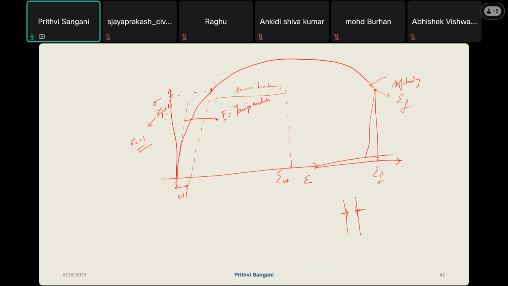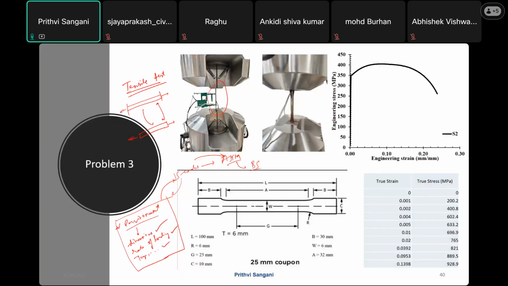Okay, this is about the complete history of this stress versus strain: what we'll get, how we measure this yield stress, strain hardening, strain softening, and all. For this, like I mentioned, we'll be doing a coupon test. For that coupon test, our next exercise is that we have done some coupon testing.